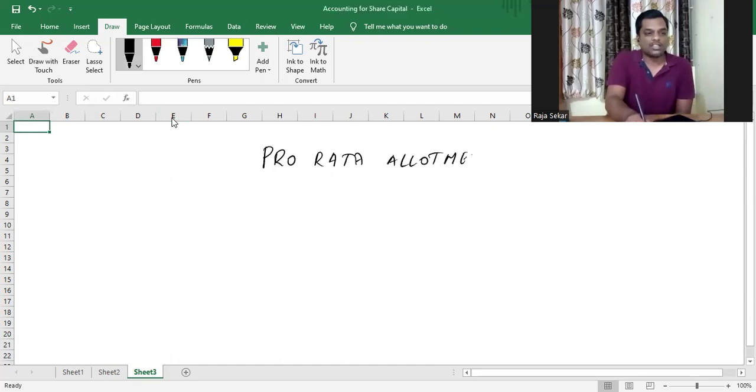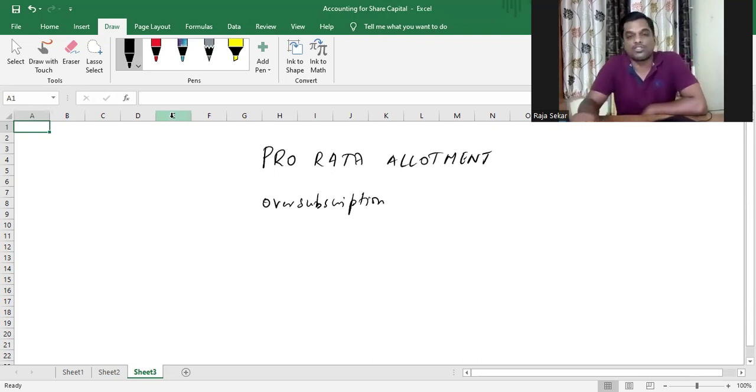Now, this is something that is relevant when there is oversubscription in the company. What do you mean by oversubscription, my dear children? When the number of applications received by the company is more than the number of shares offered by the company. For instance, if the company invites applications for issue of 1 lakh shares, and if the company receives any number of shares above 1 lakh, maybe 1 lakh 1,000 or 1 lakh 5,000 or 1 lakh and 1 share or 1 lakh and 20,000 shares, then we say that that is a situation of oversubscription.